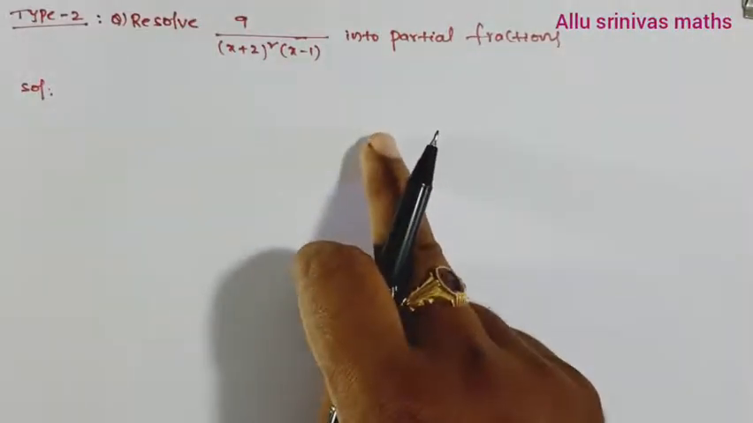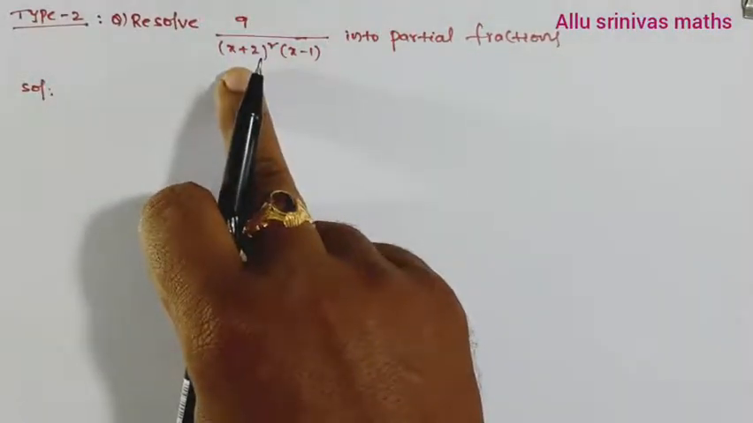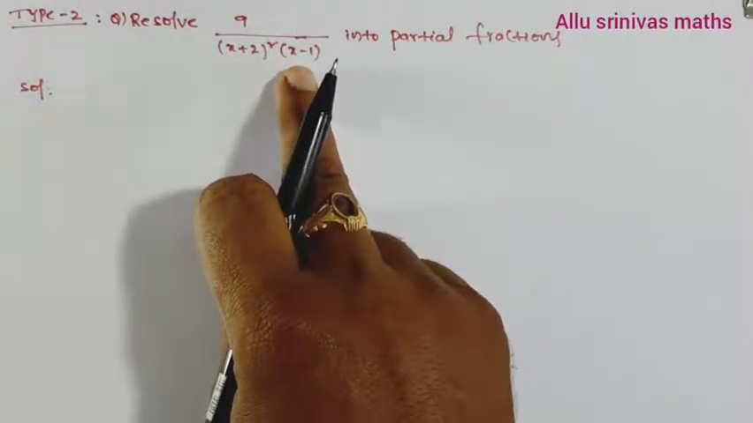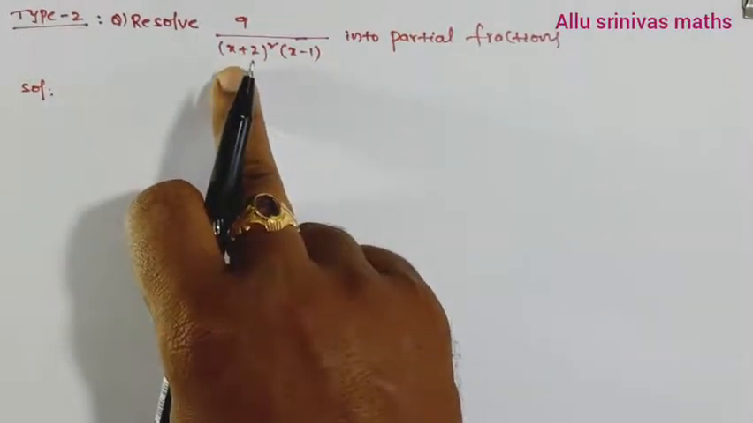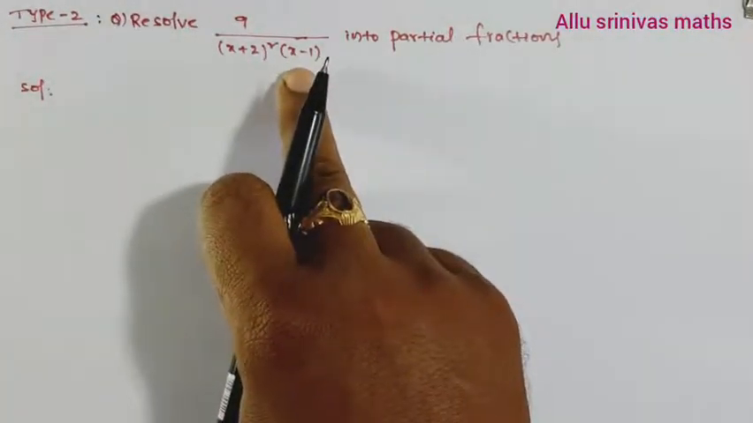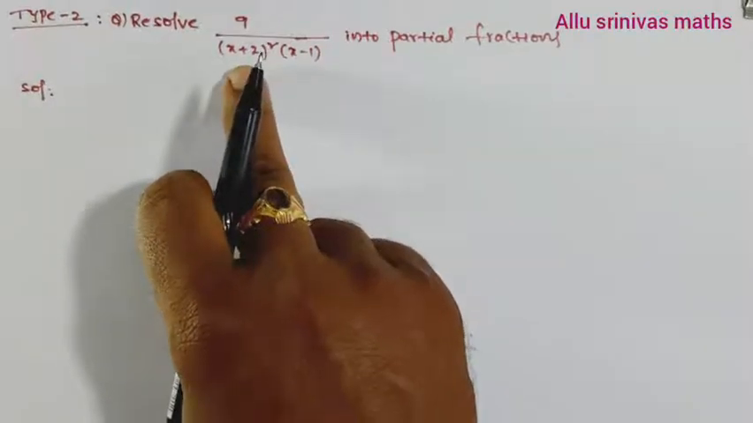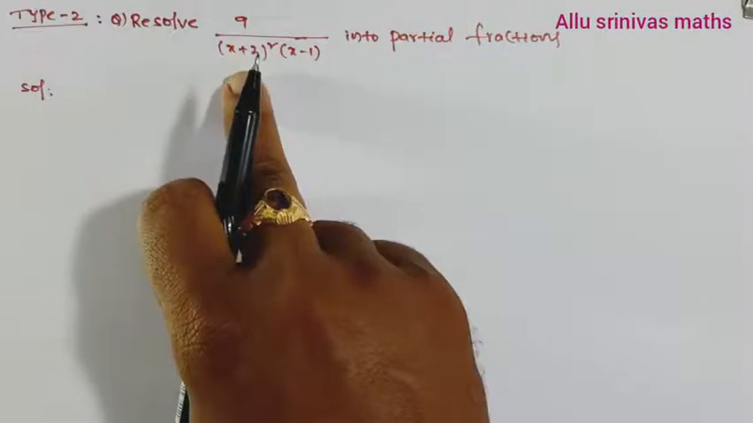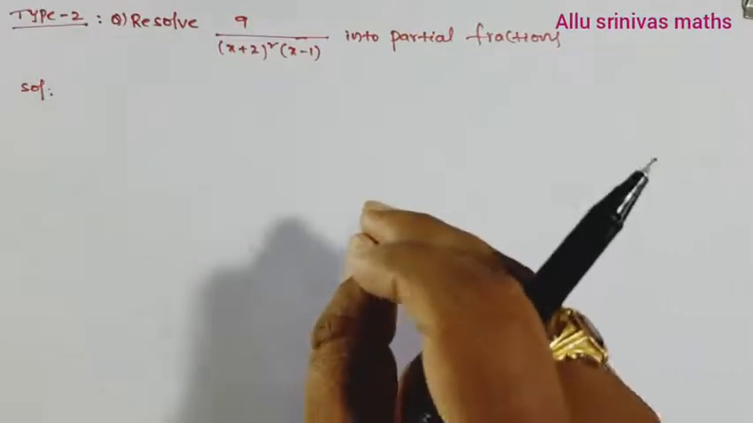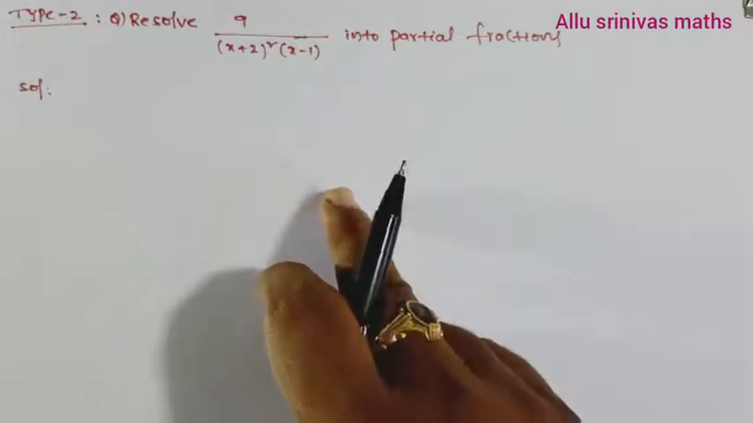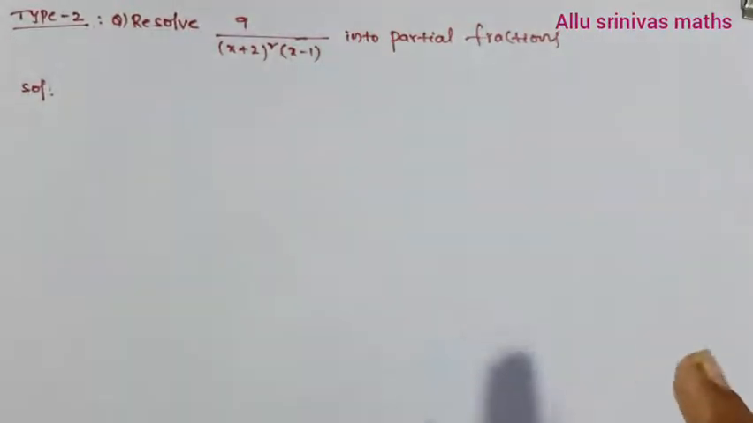In this method, the denominator contains a non-repeated linear factor and also a repeated linear factor. X minus 1 is a non-repeated linear factor. X plus 2 whole square is a repeated linear factor, that is, x plus 2 two times. In this problem, type 1 and type 2 both we have to use simultaneously.